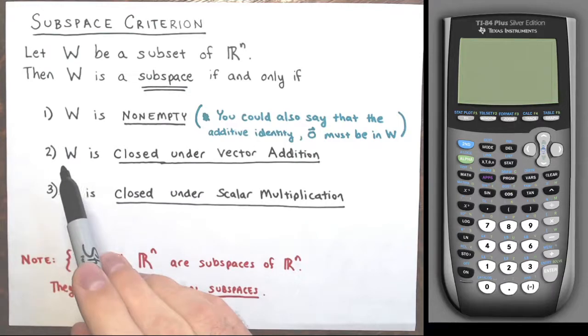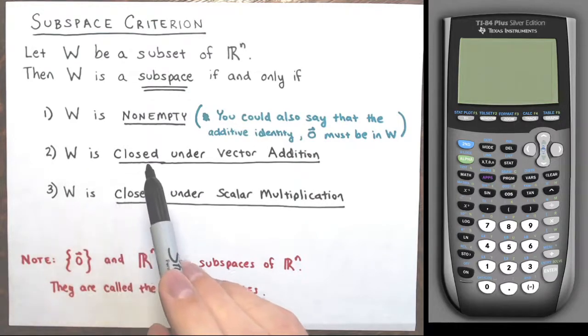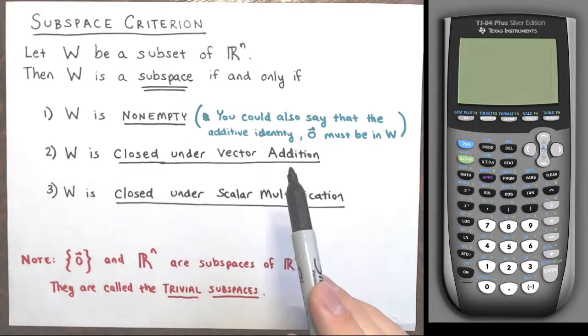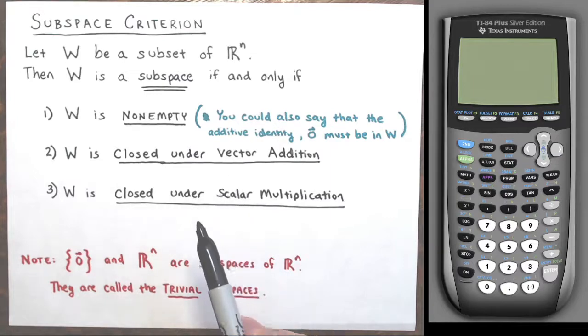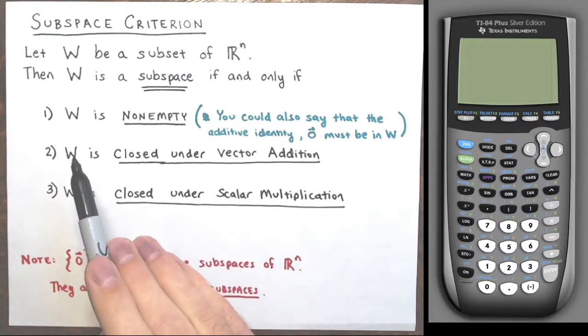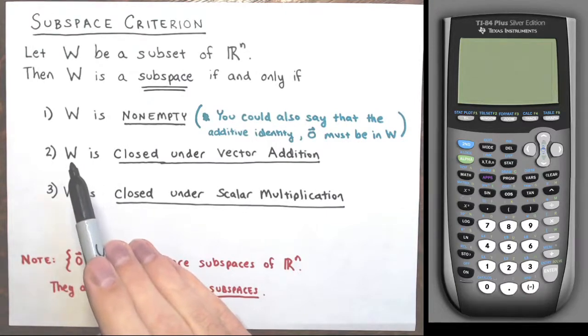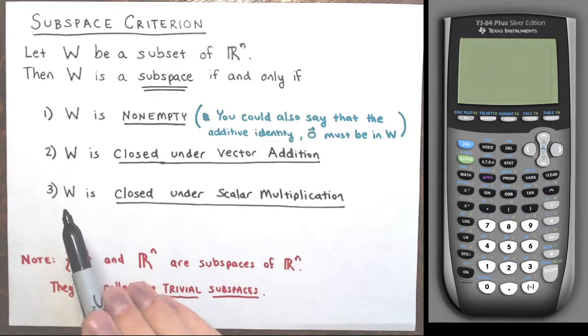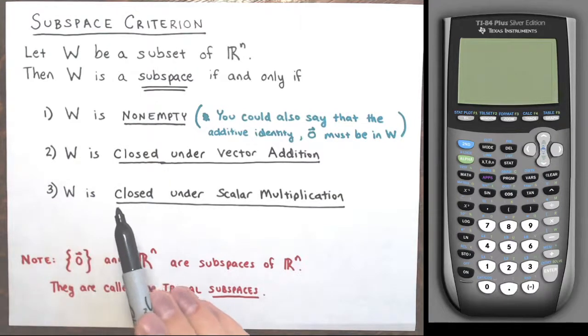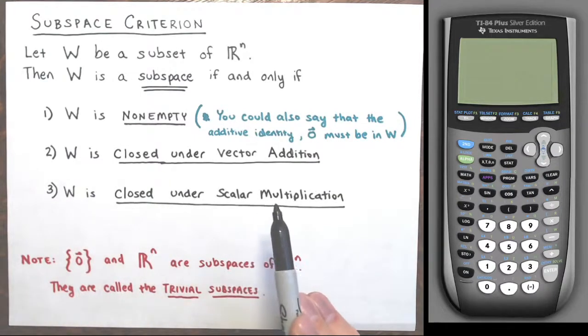1, W is non-empty, meaning that W contains at least one vector from Rn. 2, we must show that W is closed under vector addition. Now remember what this means. This means if I take two vectors that are in W, add them together, their sum will also be in W. And 3, W is closed under scalar multiplication.